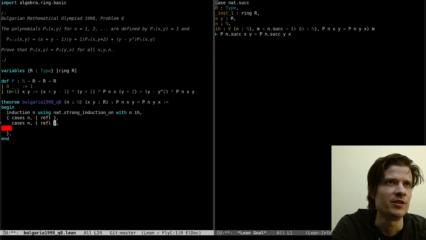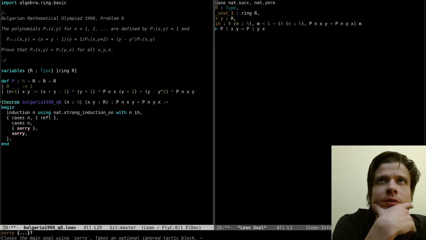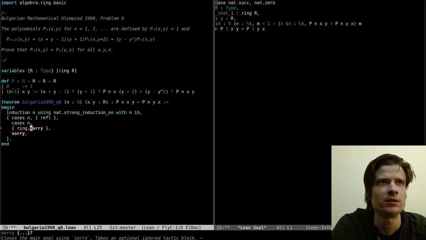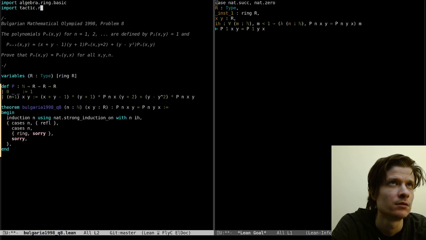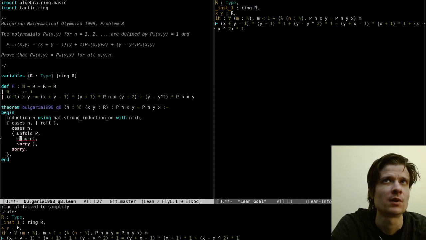Okay, this time it's not quite as trivial, but I think we're still going to be able to just unfold definitions. Maybe I can just say ring. I think I need to import the ring tactic. Ring doesn't do it quite yet. Maybe I can try unfold. Actually, probably I need to assume it's a commutative ring.